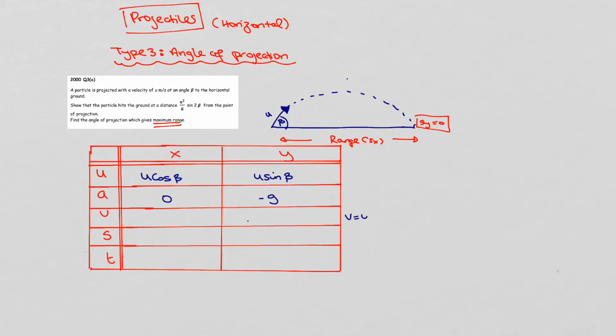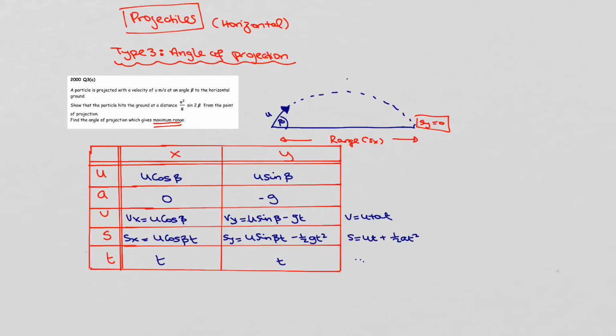V is equal to u plus at, so we have v in the x direction is u cos beta. V in the y direction is equal to u sine beta minus gt. S equals ut plus a half at squared. So in the x direction we have S is equal to u cos beta t, and in the y direction we have u sine beta t minus a half g t squared, given that the time is in terms of t.